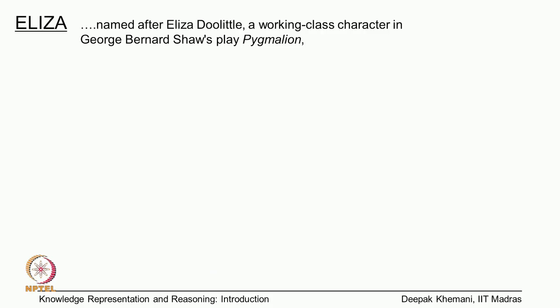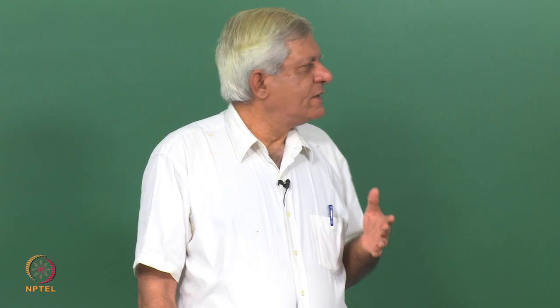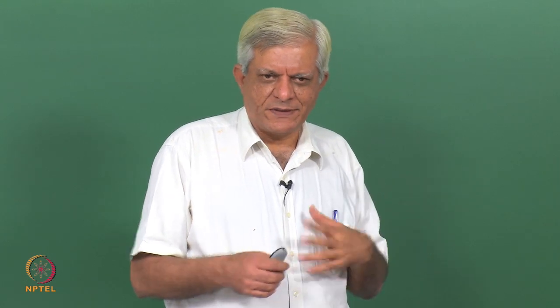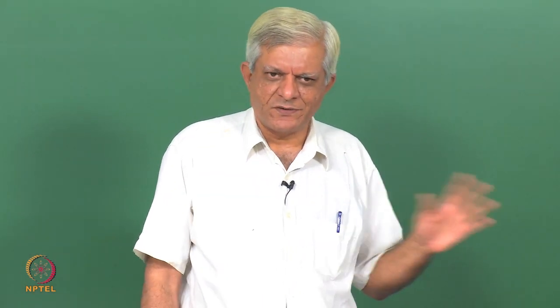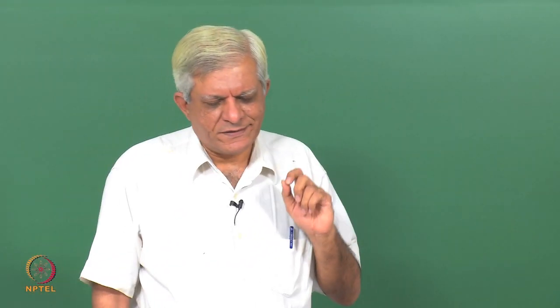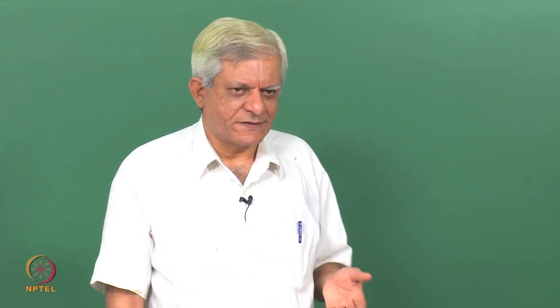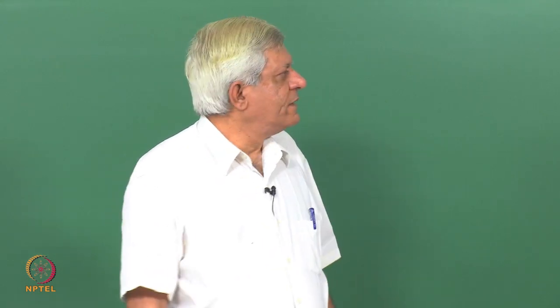Just a word about a program called ELIZA, which was one of the earliest chatbots developed by Joseph Weizenbaum at MIT. ELIZA is named after Eliza Doolittle, who was a working class character in George Bernard Shaw's play Pygmalion and so on. ELIZA had some very simple rules to manipulate language. It would take a sentence, manipulate it and throw it back to you. It had no notion of understanding, it had no representation about the world and things like that. It was just a simple, you might say, twister of sentences. It could take a sentence and convert it into a question and do that kind of thing without really going into the meaning of words.